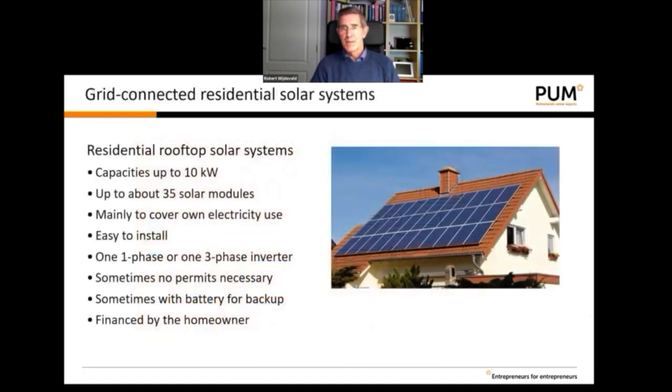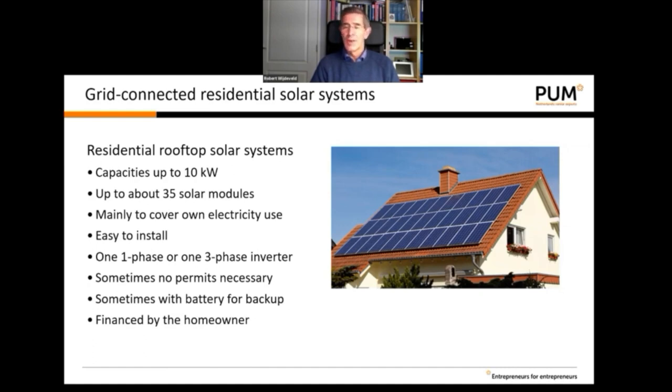We have them for residential houses. You see them on the roof, and normally the capacities are up to 10 kilowatts, so about 35 solar modules. People have this on the roof mainly to cover their own electricity use, so all the electricity used in the house is produced by the solar system on the roof. It is quite an easy, straightforward system.